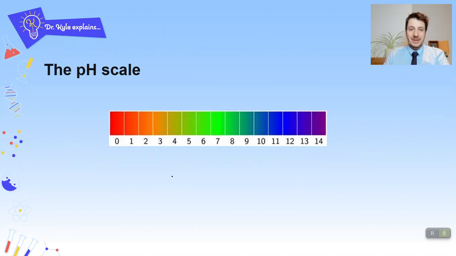Okay, so the pH scale then. The pH scale runs from 0 to 14 just along here. And so from 0 to 6 we have an acid, and then from 8 to 14 we have an alkali. Sometimes this is known as the basic side. So in the middle we have 7, this is neutral.